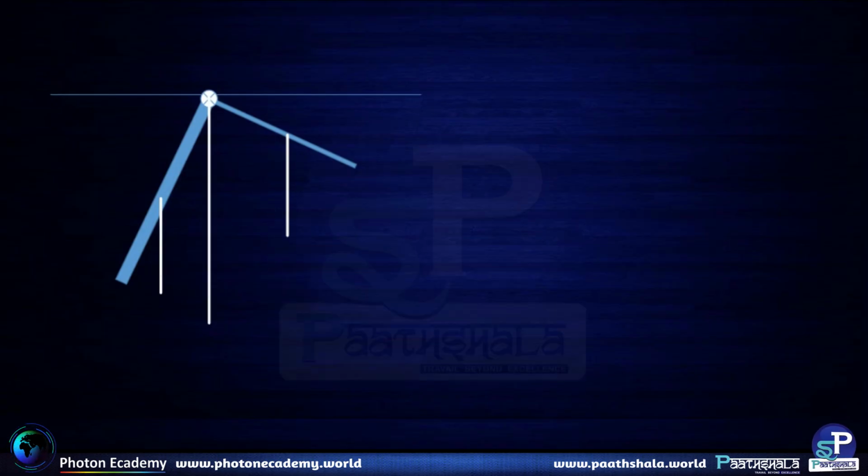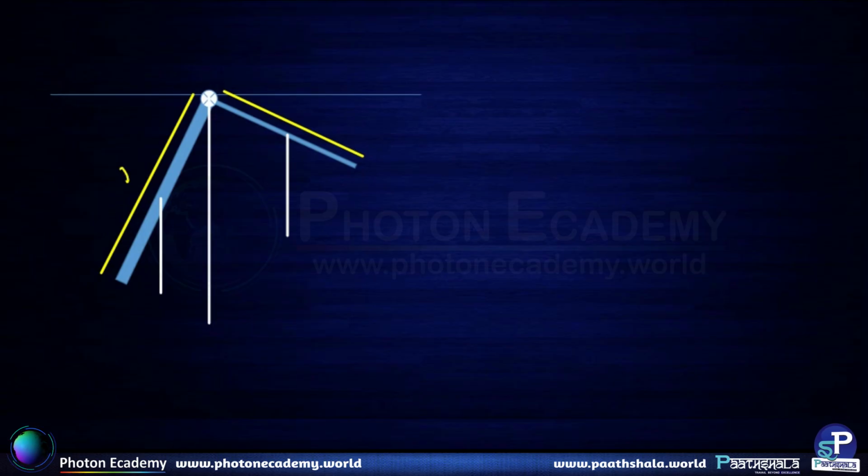Now the length of the first rod, let us say, is L1, and the length of the second rod is L2. Let me label the lengths. So this is L1 and this is L2. We are supposed to find out this particular angle theta. These rods are perpendicular to each other, that is also a given fact. So this angle happens to be 90 minus theta.